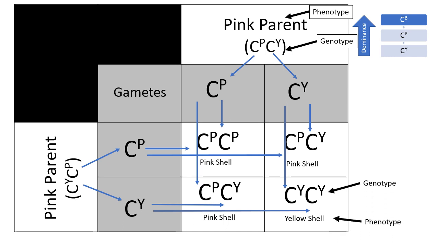So again, we've got the genotype in each box and we've got the phenotype in each box. If you were to do that, you would have got full marks for this question. So that is the Punnett square. There is another example that I'm now going to run you through.